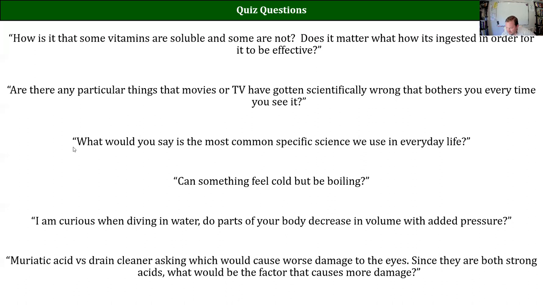I really liked this next question, if for no other reason than it's a cool way to bring up neurology and consciousness in general.